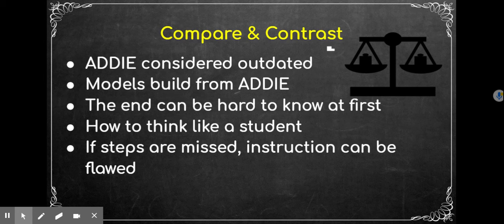So ADDIE is considered the most outdated, but most models are built from ADDIE. The end can be hard to know at first for the backwards design, but it lets you start to think like a student. And that's always good. When you want to think like a student, you start to know what they want and what they need. For our gradual release, if steps are missed, then it can be hard for students to know, and it can be a little bit flawed.